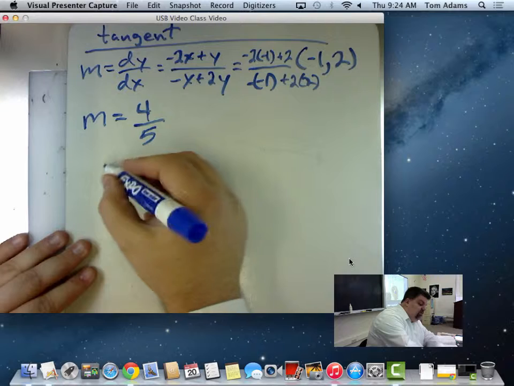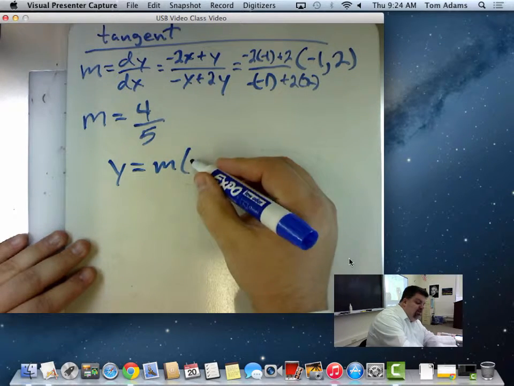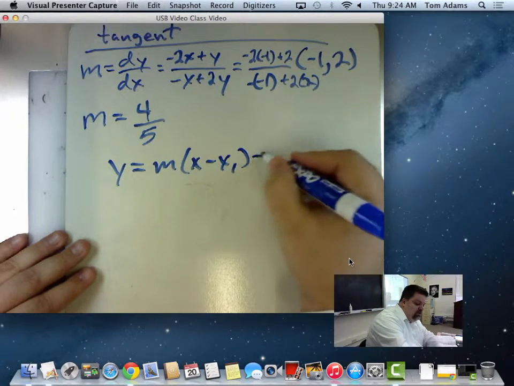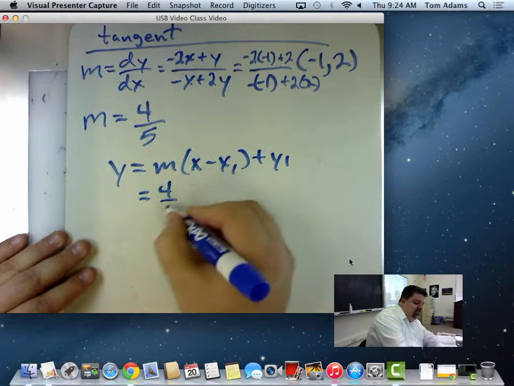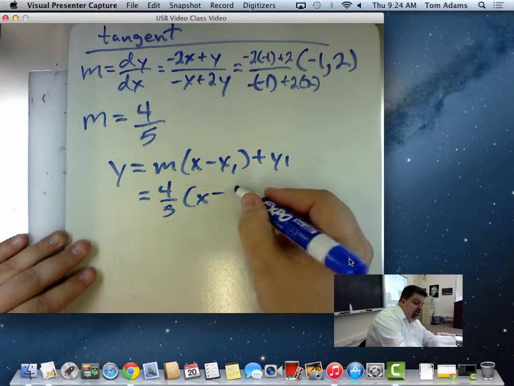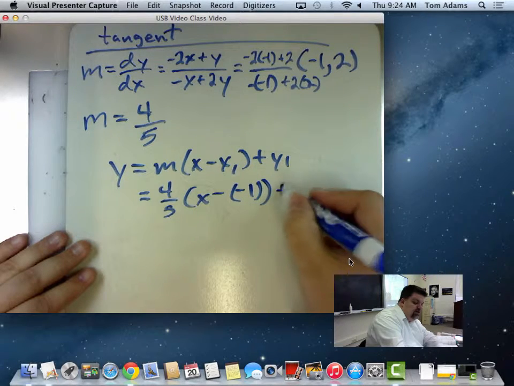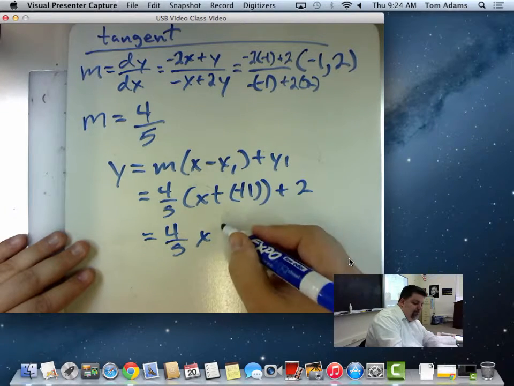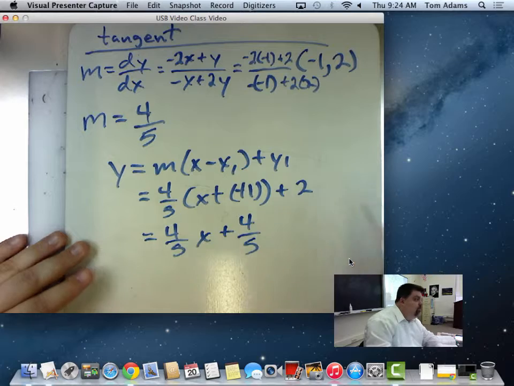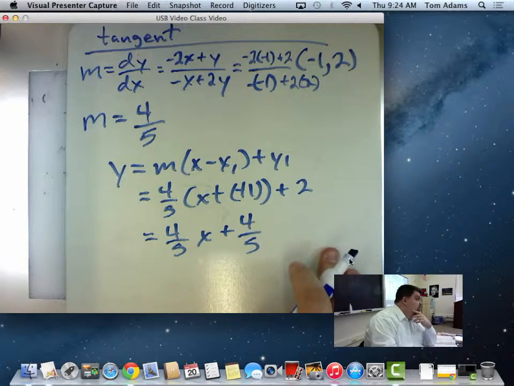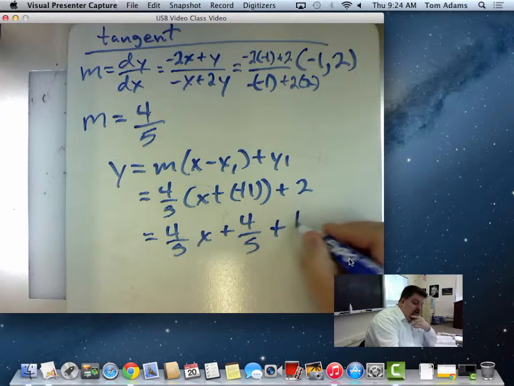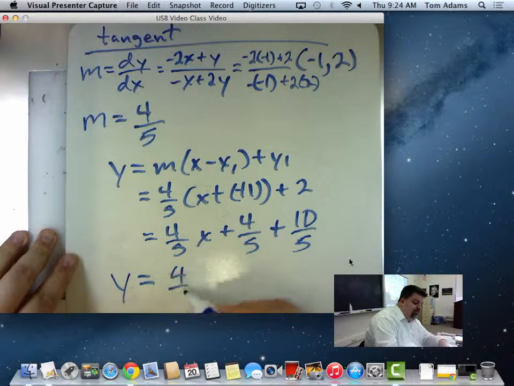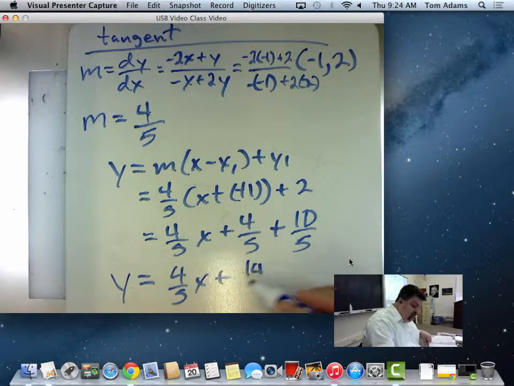Now I'm ready to write the tangent line. Well, that's going to be y equals m times the quantity x minus x sub 1, plus y1, or 4/5 times x minus negative 1, plus 2, or 4/5 x plus 4/5. Now, how can I make 2 over 1 be something over 5? 10 over 5. So 4/5 plus 10/5 is 14 over 5. So my tangent line is going to be 4/5 x plus 14 over 5.